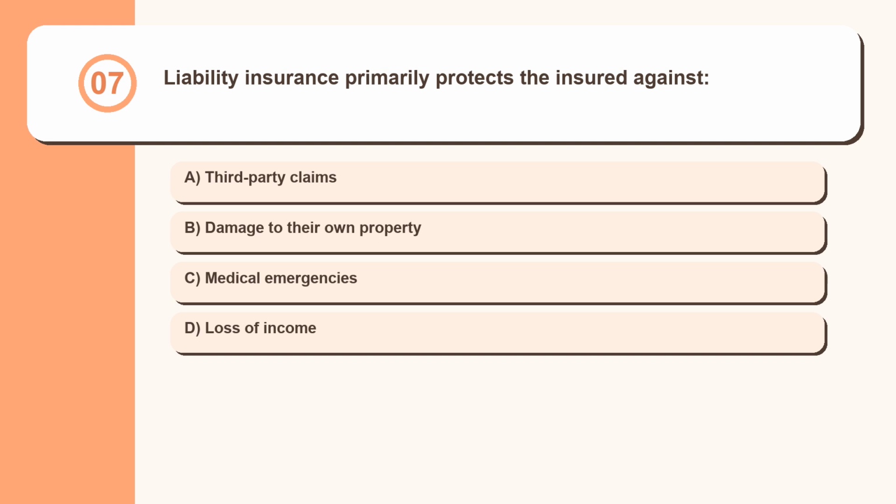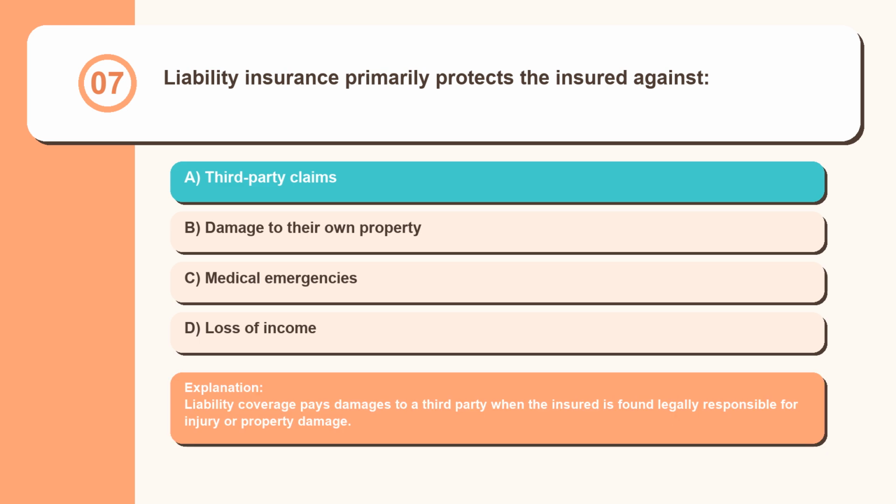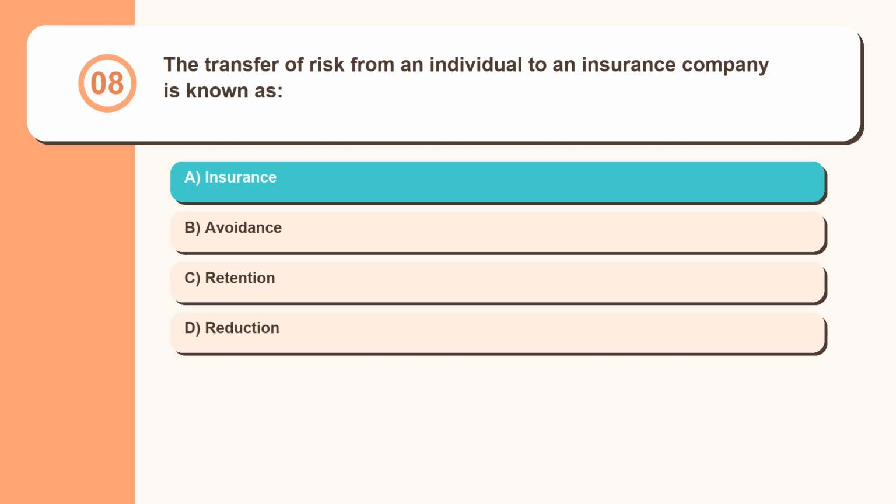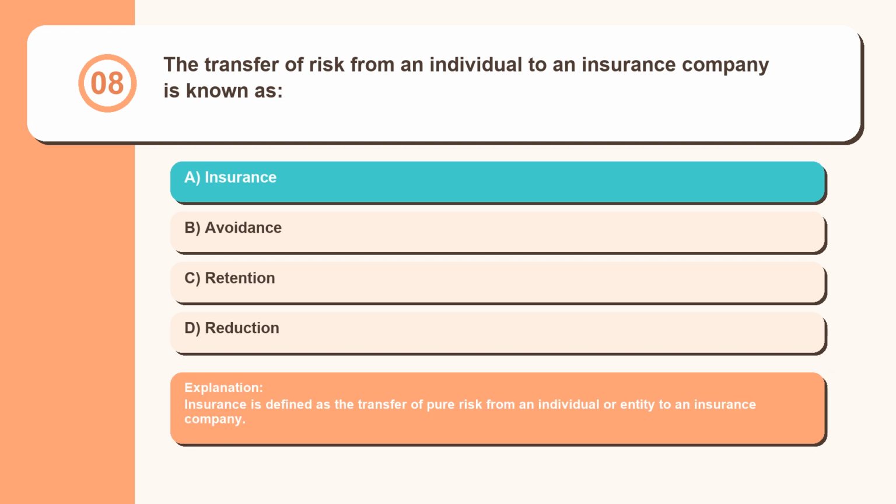Question 7. Liability insurance primarily protects the insured against third-party claims, damage to their own property, medical emergencies, loss of income. Liability coverage pays damages to a third party when the insured is found legally responsible for injury or property damage. Question 8. The transfer of risk from an individual to an insurance company is known as insurance, avoidance, retention, reduction. Insurance is defined as the transfer of pure risk from an individual or entity to an insurance company.